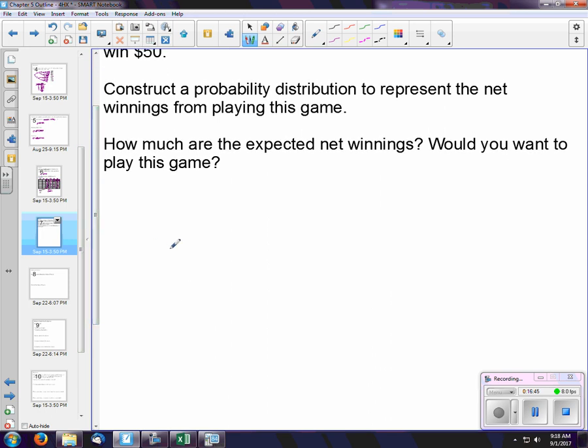Would you want to play this game? So it's a couple of loaded questions here. Well, for starters, what is our random variable? X is equal to the amount of dollars of net winnings. And then we're going to find the probability of each of those occurring, respectively. So if somebody pays $5 to play and they lose, that means they lost $5. If they win $5, it means they've broken even. And if they win $50, it means they've actually only net gained $45.